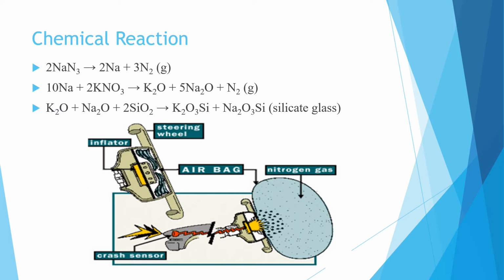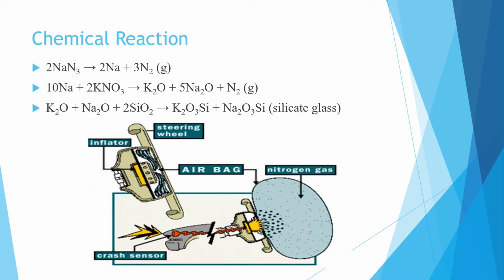Then again, this sodium reacts with potassium nitrate, that is KNO3, and it comes out as potassium oxide, that is K2O, then sodium oxide, Na2O, and then nitrogen gas.